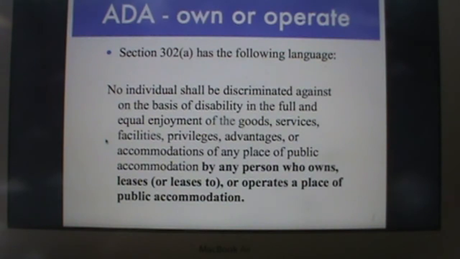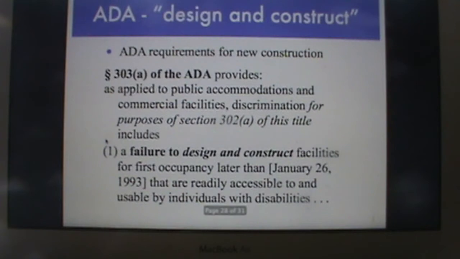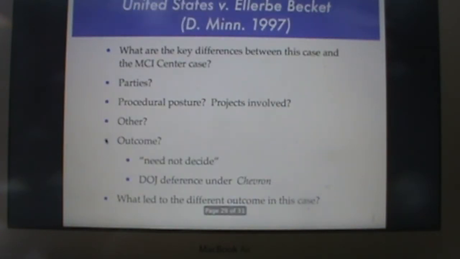Ellerbe's argument on this provision was that they didn't either own or operate the place of public accommodation. And then under section 303, they focused on subpart 1, which prohibits a failure to design and construct facilities. Ellerbe's argument was we didn't design and construct, we only designed. And the court in DC came to the conclusion that meant Ellerbe could not be liable and dismissed them from the case. The companion case from the District of Minnesota comes to the opposite conclusion.